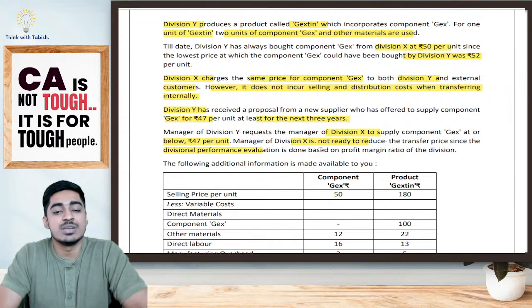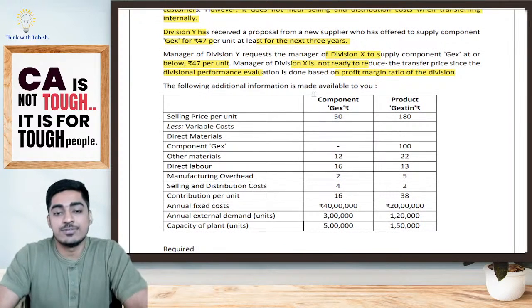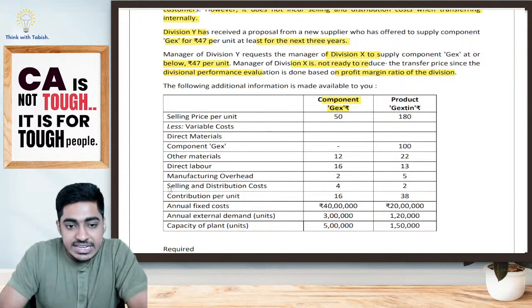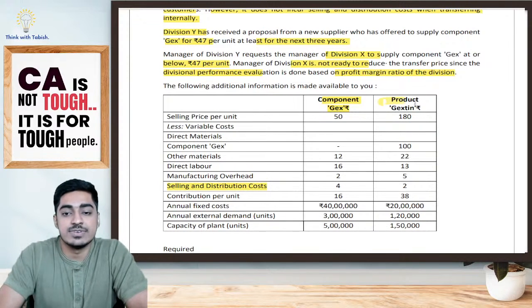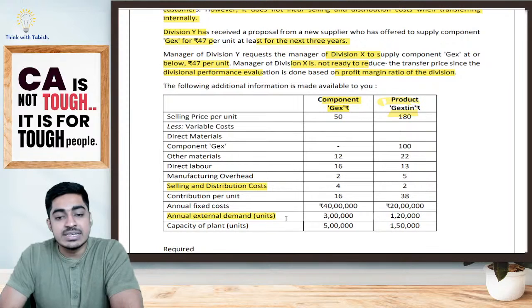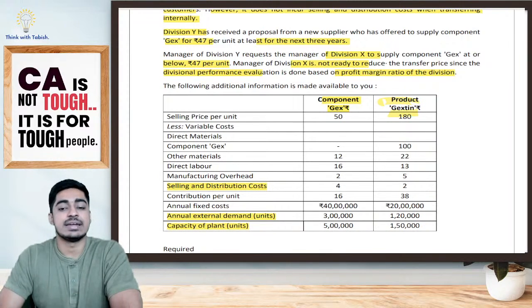He's telling that his divisional performance is based on profit margin. My divisional performance will be based on my profit percentage, so because my profit percentage will reduce, I will not transfer at 47. If you want it at 50, buy, or else go. Additional information is given to you: selling price, variable cost, selling and distribution cost of both the divisions, annual fixed cost, external demand, and capacity of the plant.